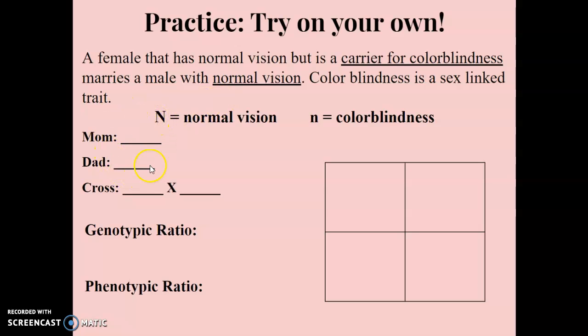Now we're going to go to the parents. Let's figure out what the parents are. The female has normal vision, but we know that she's a carrier for color blindness, which means she has a color blindness gene on one of her X chromosomes. So her genotype is going to be X with a capital N, showing that there is a dominant trait on that X chromosome, and an X with a lowercase n, showing that there is a recessive trait on that chromosome. Now she has normal vision because this capital N is going to overpower the lowercase n, causing her to have normal vision.